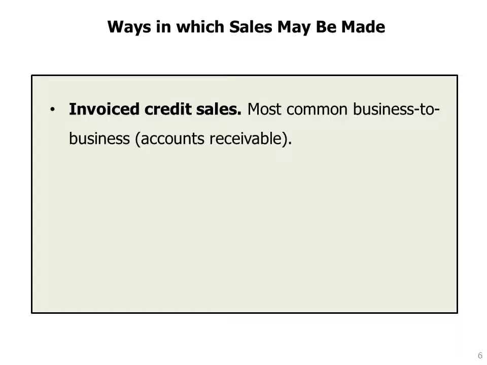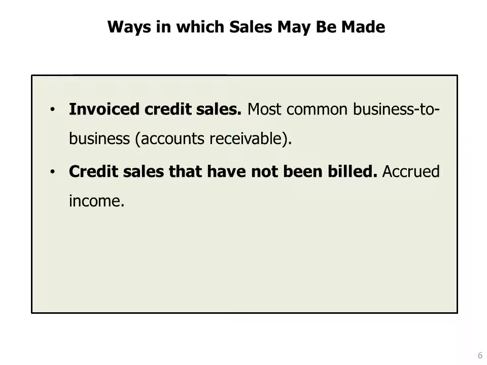Invoice credit sales. The most common business-to-business sale involves an invoice credit sale. Revenues from sales made on credit and that have been invoiced but not yet paid are recorded under accounts receivable. The value of this account gives the total amount of all outstanding customer invoices. The value of each transaction is reversed when payment is made.